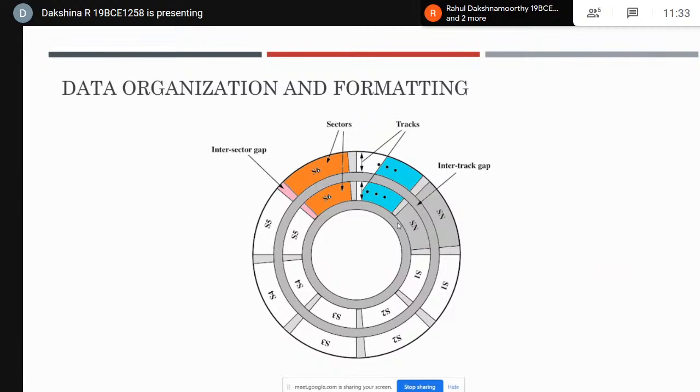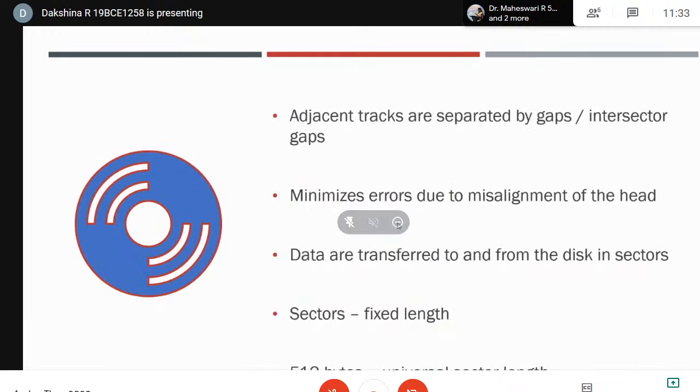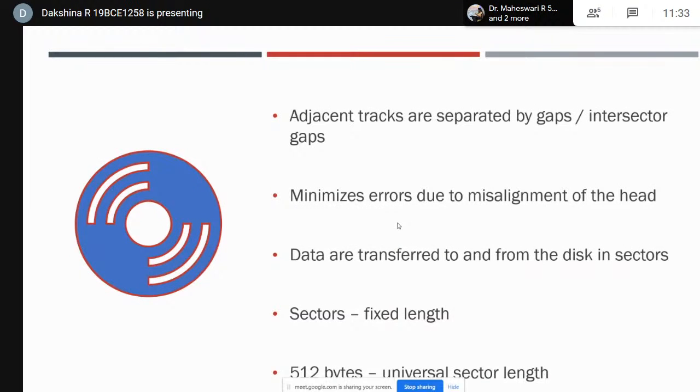To perform this, the following needs to be done. First, the location data needs to be recorded on the disk, and the disk needs to be formatted with extra data. Next slide. The adjacent tracks are separated by gaps known as intersector gaps in order to prevent misalignment of the head and magnetic field interference. Data are transferred to and from the disk in sectors. There are hundreds of sectors per track, and these may be of either fixed or variable length. Nowadays, 512 bytes is the universal sector size. Next slide.